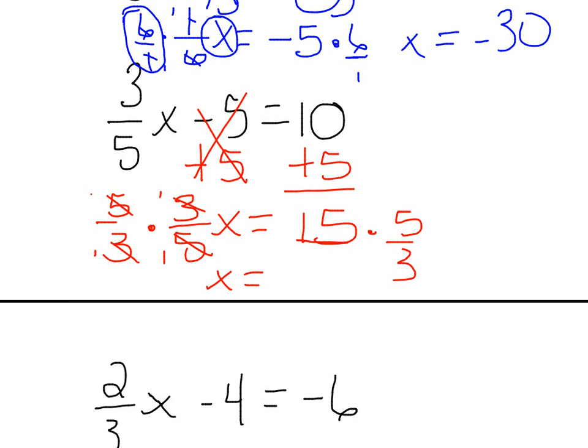I need to put that 15 over 1, cancel my 3 and my 15, that's a 1, and that's a 5, and now I'm just going to multiply 5 times 5. So my x equals 25, and that's my answer.